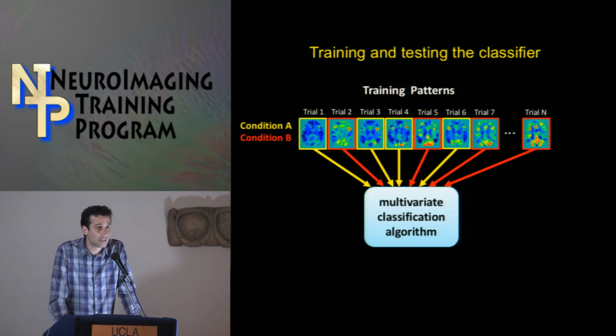But instead, we could divide some of the patterns up and make a set of training patterns and then leave some out. These are our test patterns, and you feed them into this multivariate classification algorithm.